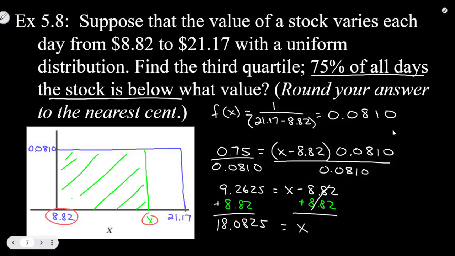And we are told we're supposed to round that off to the nearest cent. So this would be the nearest cent, that 8. It's going to stay exactly where it is. So we're going to get x equals 18.08.